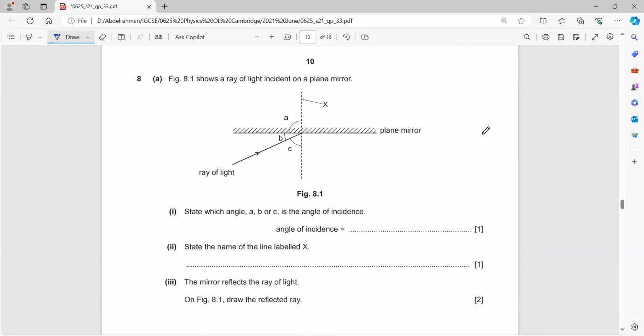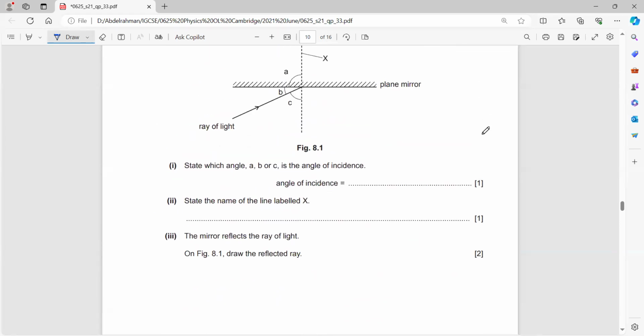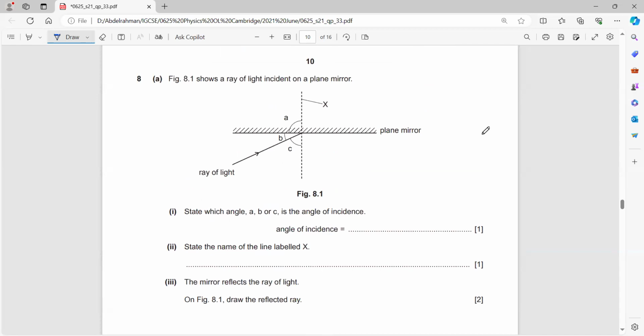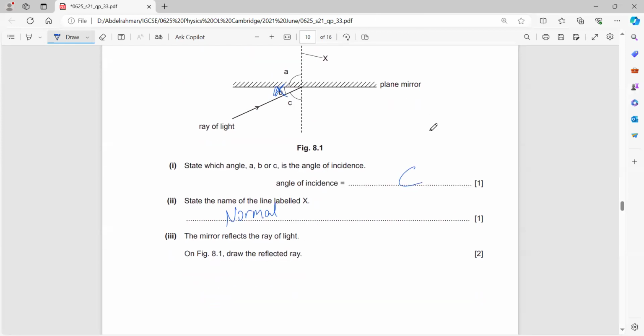Another easy question. State which angle is the angle of incidence. Which angle is the angle of incidence? I don't want anyone ever to say this one. It's wrong, B is wrong. It has to be C. Yes, bravo. It has to be C. The labeled line X, this is the normal, the normal line.